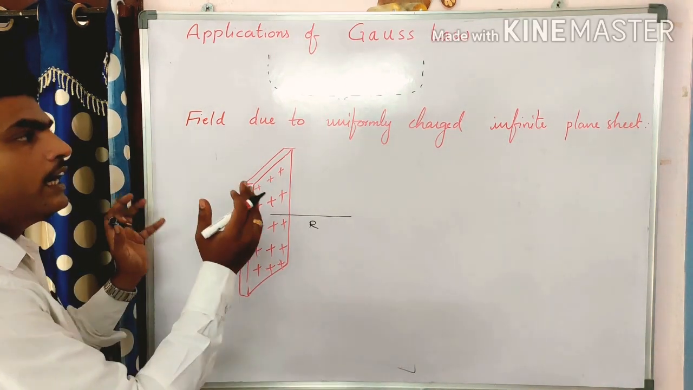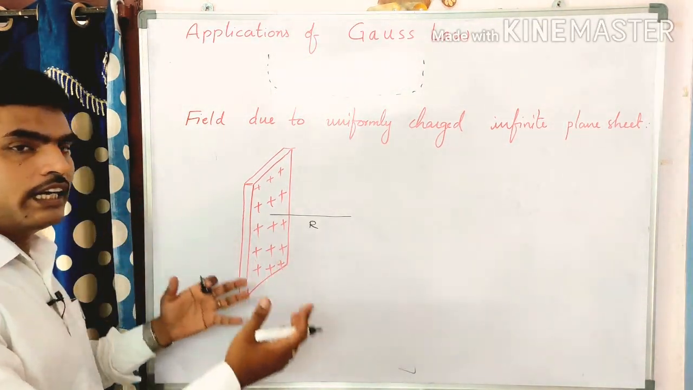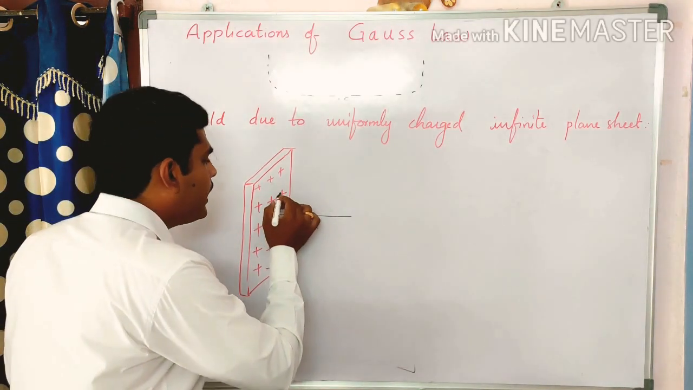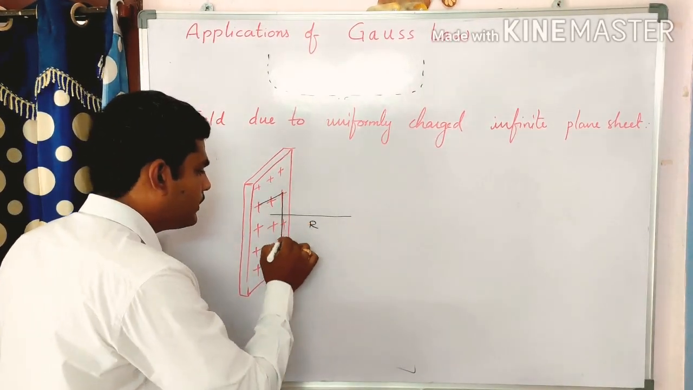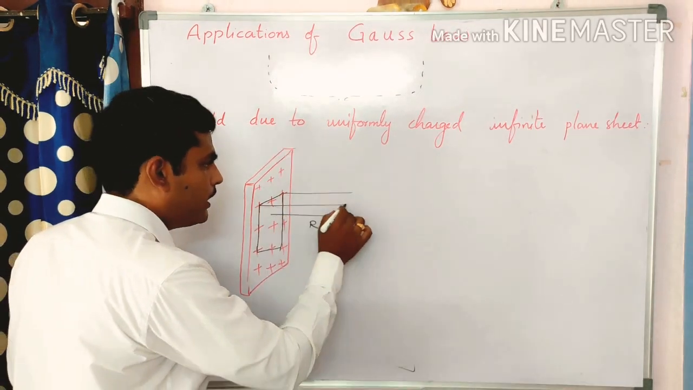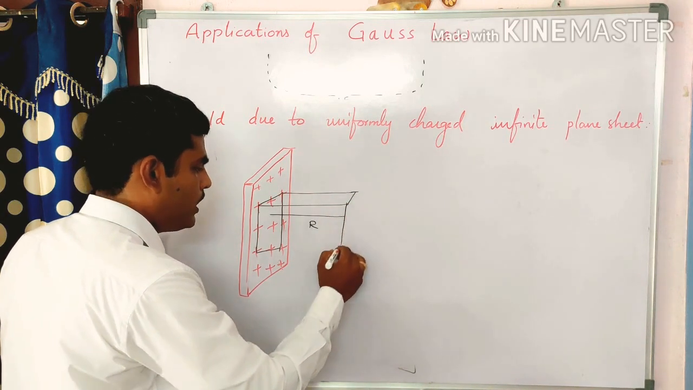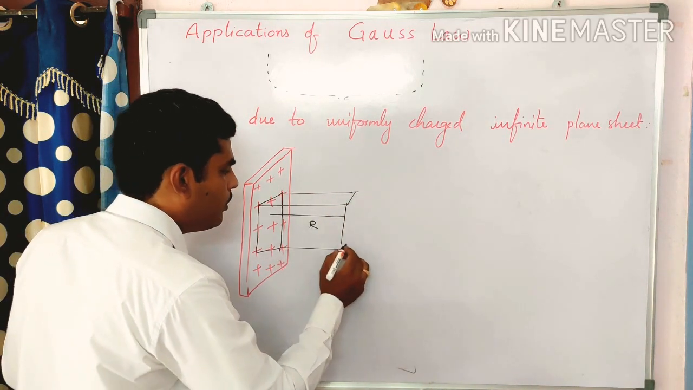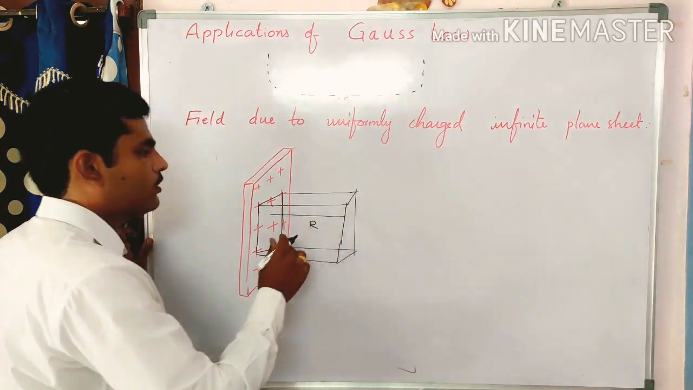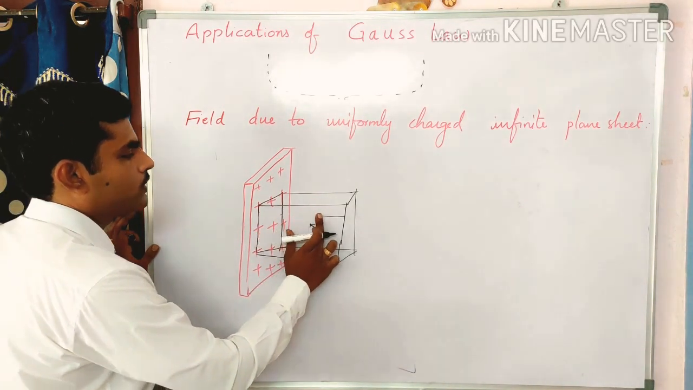I'll take a Gaussian surface. It may be of a rectangular shape or a cylindrical shape, that is your wish. So I am taking a rectangular shaped surface, as it is the textbook reference. You need not worry about it. The shape depends on our wish.